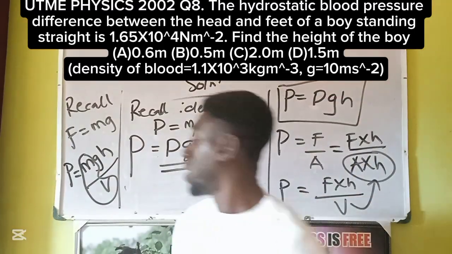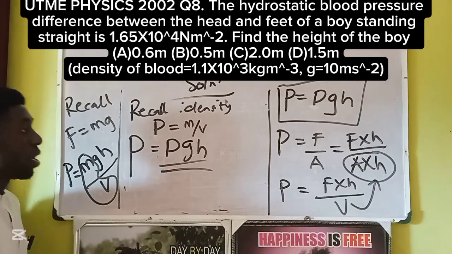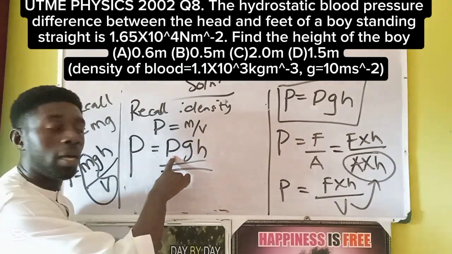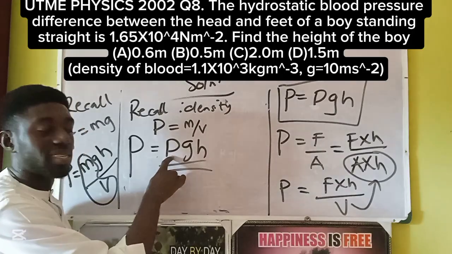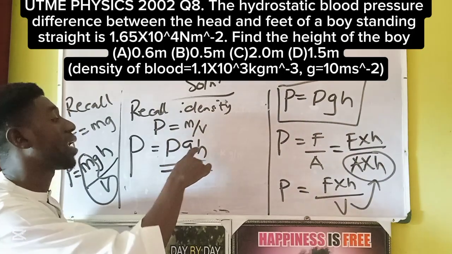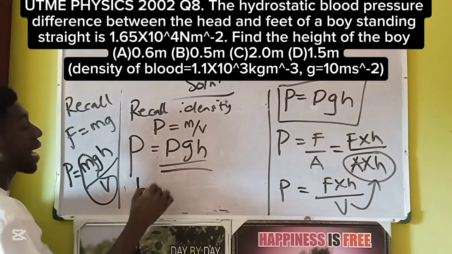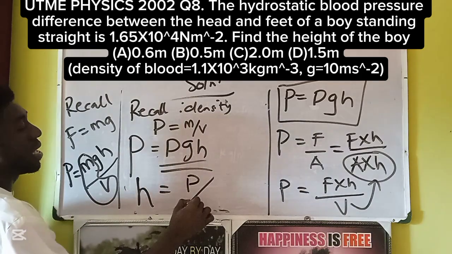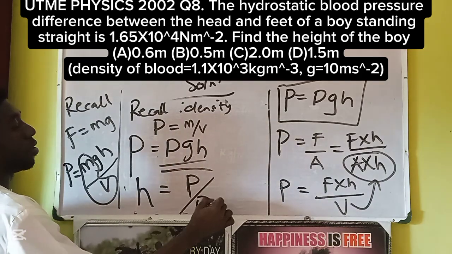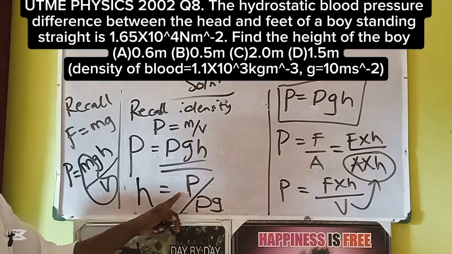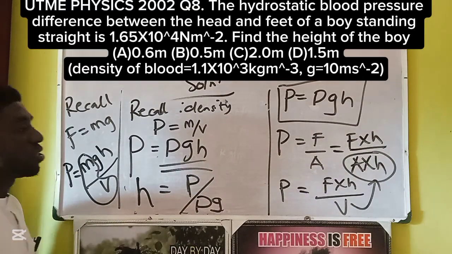Okay, let's solve now. I believe everything is now clear to you. So we know the boy's blood pressure, we know the boy's blood density, we know g is a constant. We're now looking for the boy's height. Therefore, let's make height the subject. Height becomes pressure over density and g. Pressure of the blood divided by density of the blood times g.